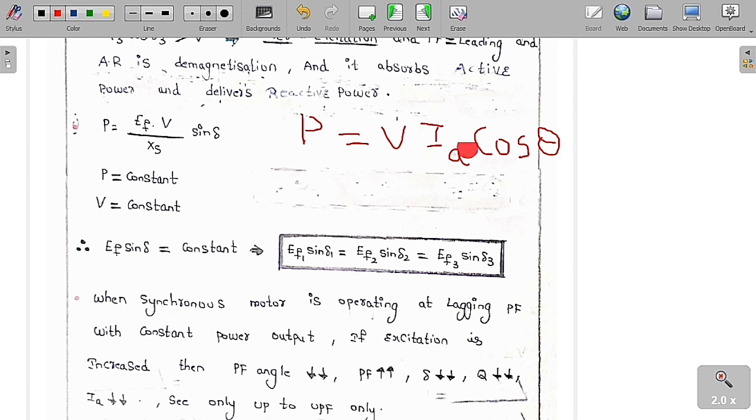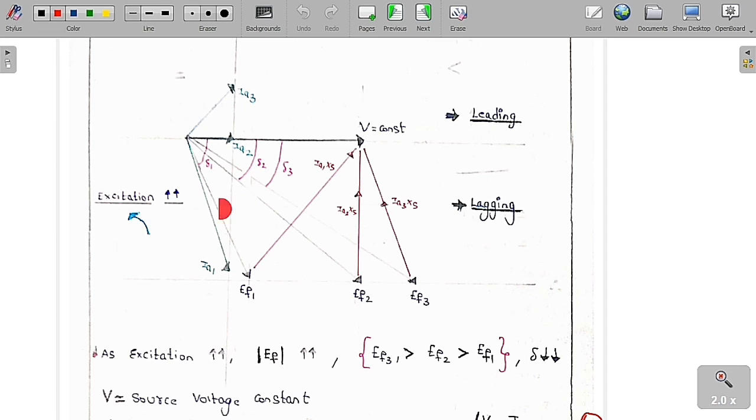As it is a single phase circuit, you have to use this: P is equal to V I_a into cos theta. As V is a constant and P is a constant, definitely I_a into cos theta should always be constant. You can see clearly from the phasor diagram also that the I_a into cos theta value should always be equal irrespective of the current. So I_a into cos theta is always constant.